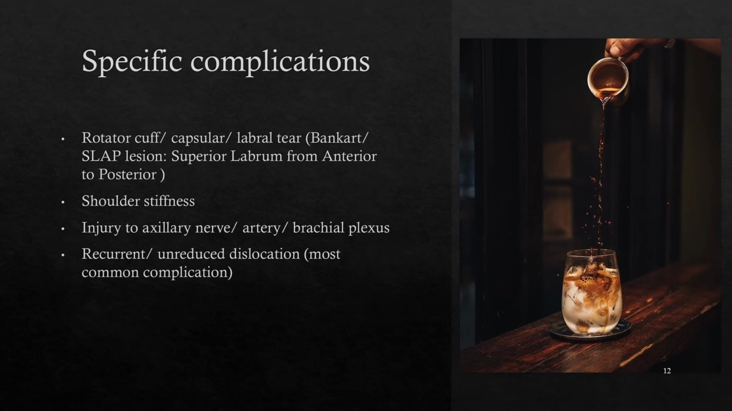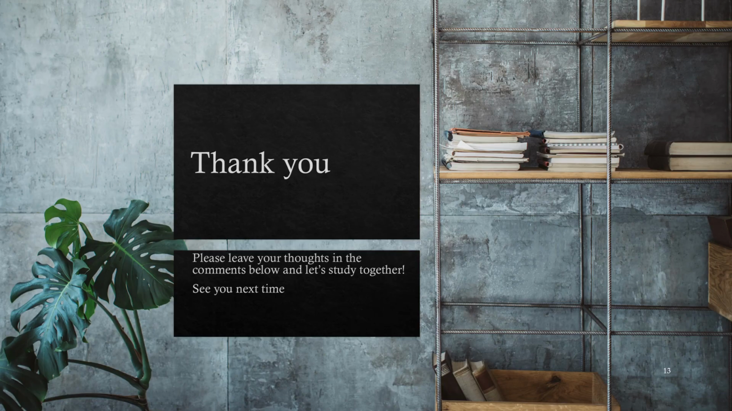Specific complications associated with shoulder dislocations include rotator cuff, capsular or labral tears. These can also be known as the Bankart or SLAP lesions. There could be shoulder stiffness, injury to the axillary nerve, artery or brachial plexus, and recurrent or unreduced dislocation, which is by far the most common complication.